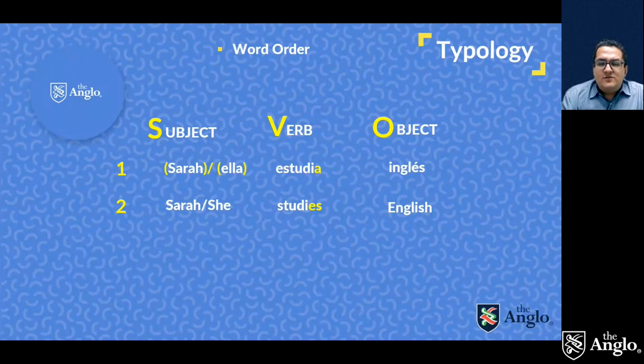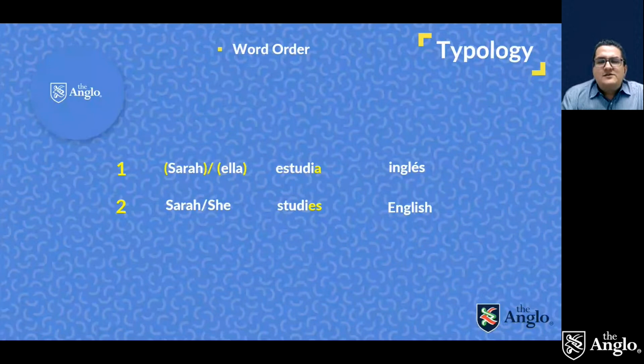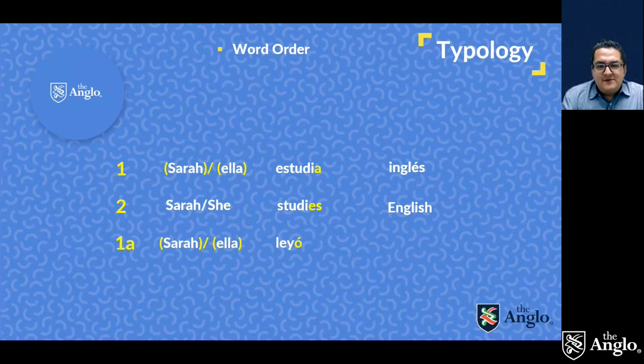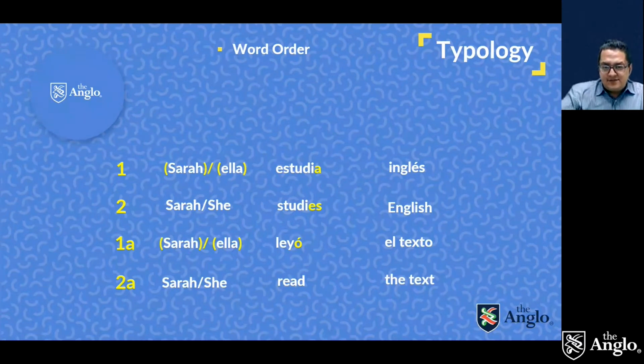So let's continue with these examples. I think we can use them a little bit more because now I want you to focus on the yellow part of the words at the center of the verbs. Estudia has a yellow part that is the A, and studies has a yellow part that is the ES. I am going to show you more examples. Sara leyó el texto, and Sara, or she, read the text. The first three verbs that appear there contain yellow parts. A, es, o.